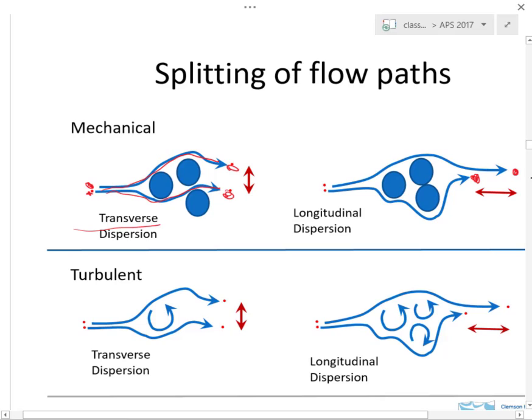So the splitting of the flow paths causes some longitudinal dispersion as well. Okay, so that's, I think, easy to visualize with porous media. With turbulence, we have something similar going on, except instead of being grains, these are turbulent eddies. So we have particles that are neighboring, and they split, and we have transverse dispersion and longitudinal dispersion that happens as a result of the interaction with these eddies that are causing mixing.